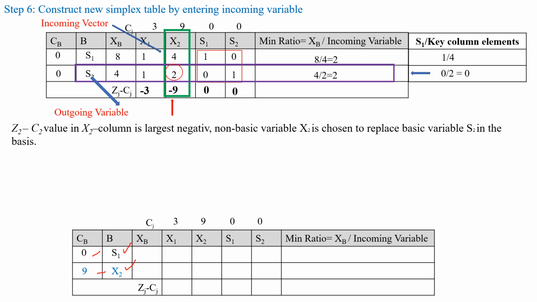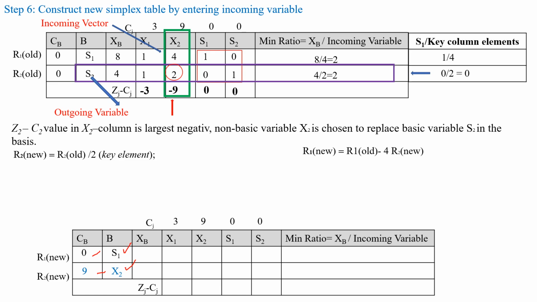Next we have to do the following row operations, that is R2 new equals R2 old divided by key element. Here the key element is 2, and another row operation is R1 new equals R1 old minus 4 R2 new. Here R1 old and R2 old are row 1 and row 2 of the old table, and R1 new and R2 new are row 1 and row 2 of the new simplex table.